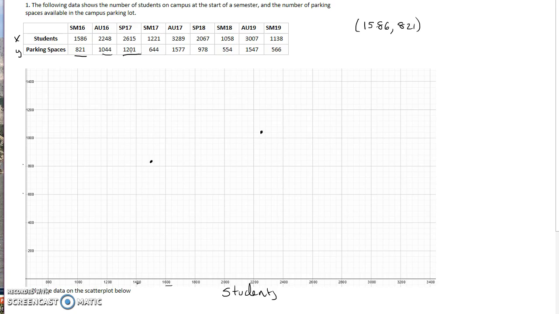2615 and 1201. Here's 2600. It's going to be just right of that. 1201 is going to be somewhere around here. All right, 644 and 1221. So 640, or I'm sorry, wrong way. 1221, 644. 1221 and then 644 is going to be somewhere. Sorry, it really doesn't like me drawing dots. There's that one.